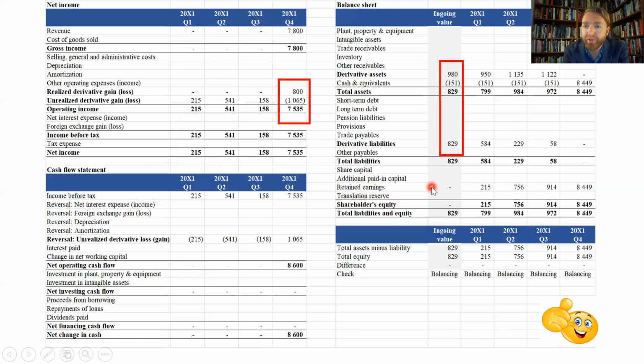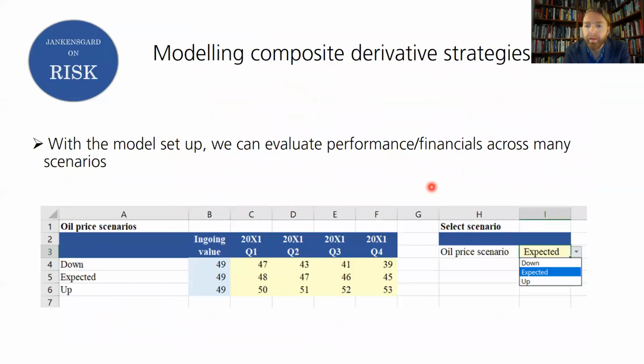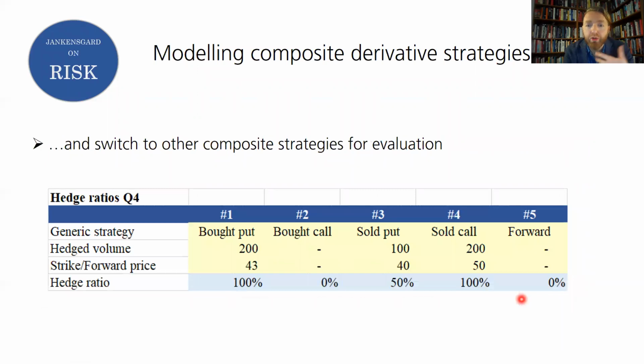lots of different scenarios and lots of different strategies, right? So here, this down scenario was the one that we had activated. We could now switch to an expected scenario or an up scenario and see how these derivative strategies fare in each of them, just to do our due diligence, right? Just to get informed about how these payoffs and financials look in different scenarios. And you can possibly do simulations of many, many more scenarios. And you can switch to other strategies.